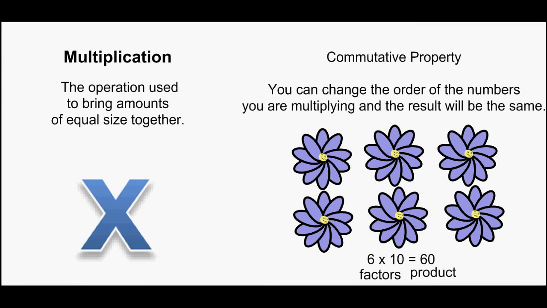Multiplication has several useful properties. One property is called the commutative property, where you can change the order of the numbers that you are multiplying, and the result will be the same. We now have 6 flowers, each with 10 petals. The total number of petals is still 60.